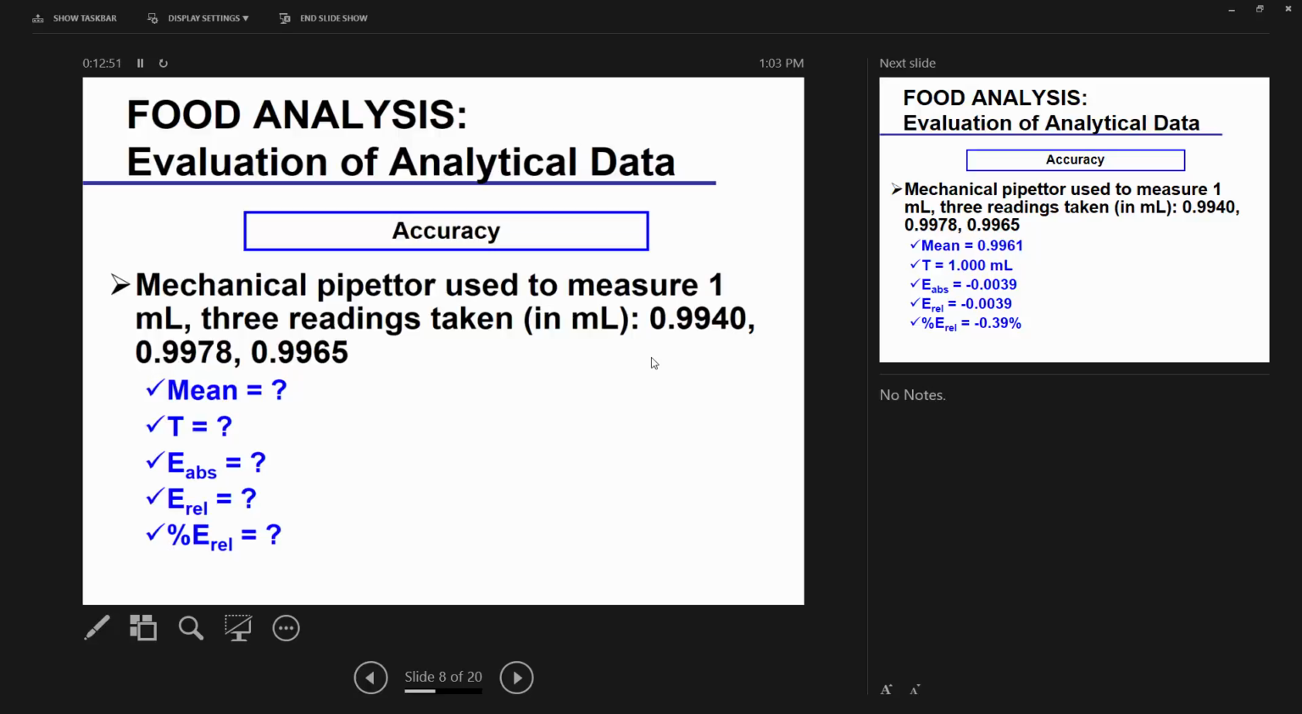Okay, what's your true value in this case? We don't know, right? Bailey, 1. 1 is your true value because the pipette is telling you you're pipetting 1 ml. So that's your true value. So basically you get the average, you get the difference, that would be your absolute error. Then your relative error would be the difference over the true value, that would be 1 in this case, and then you multiply by 100.